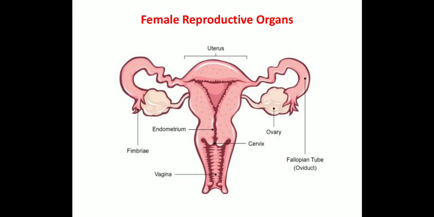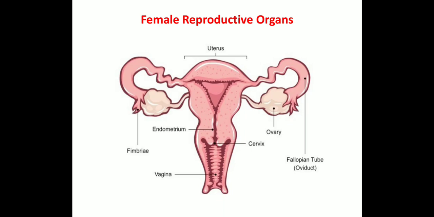Now, next is the female reproductive system. It consists of the following parts, as you can see. There is a pair of ovaries that produce female gametes, ova or ovum. The ovaries also produce female sex hormones called estrogen and progesterone.